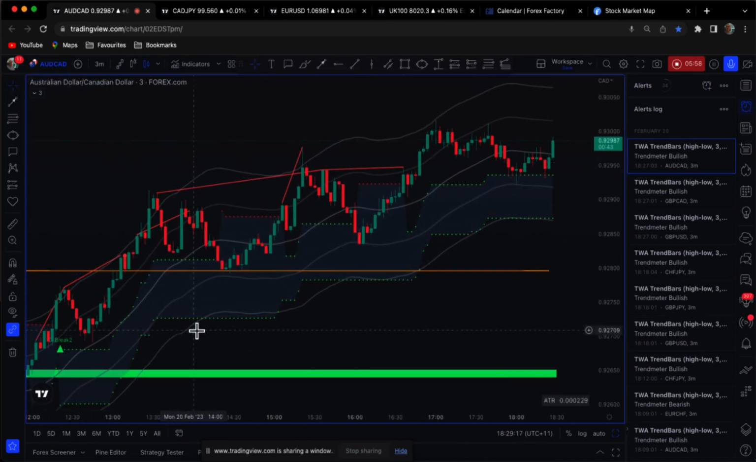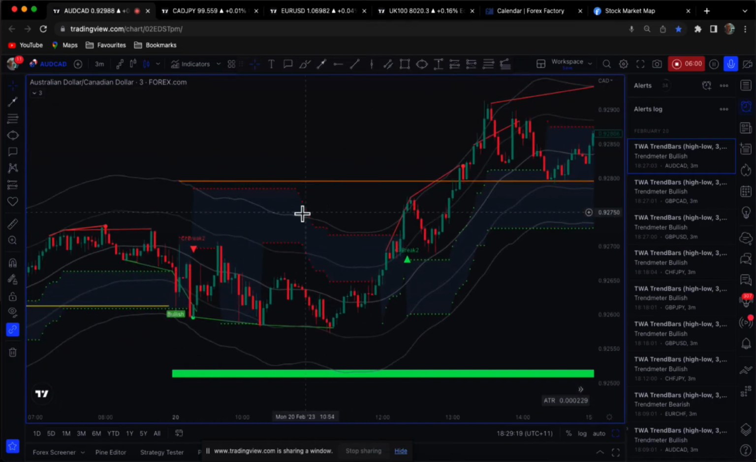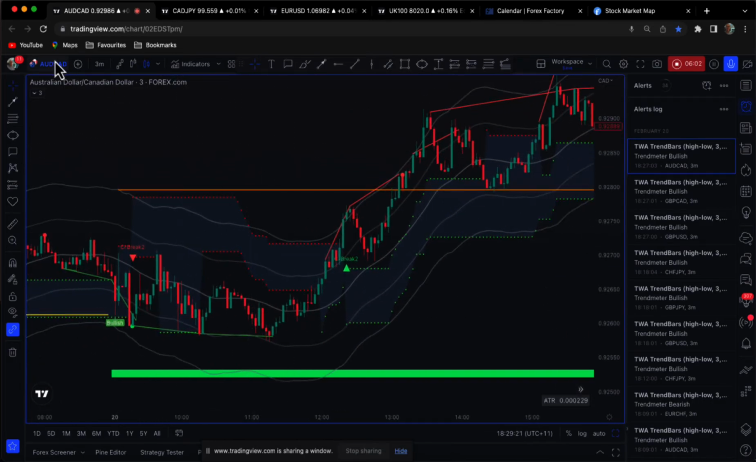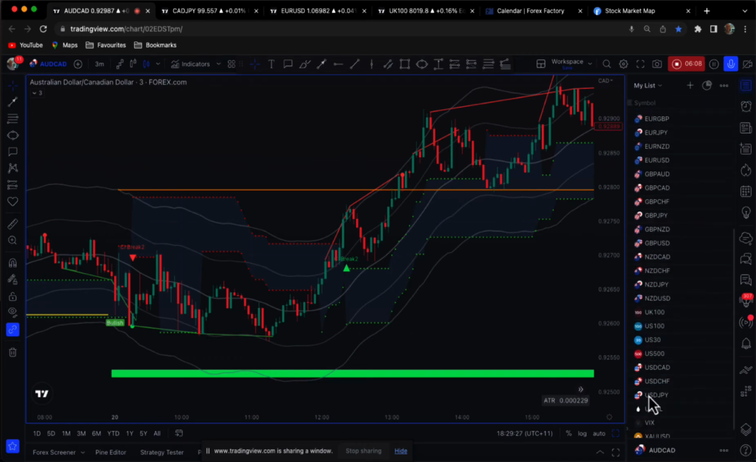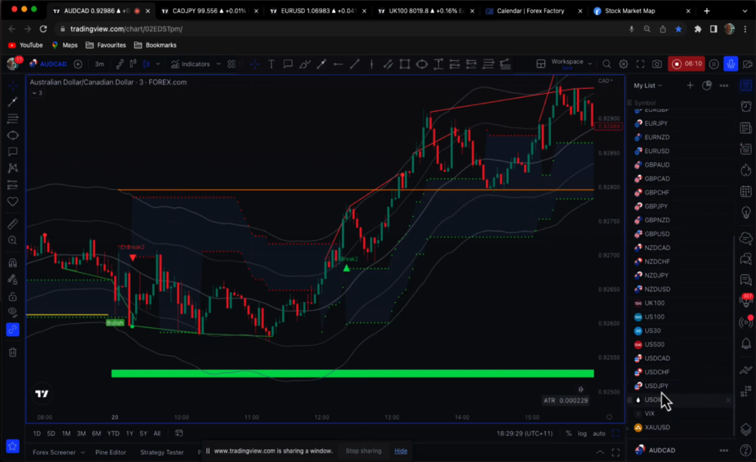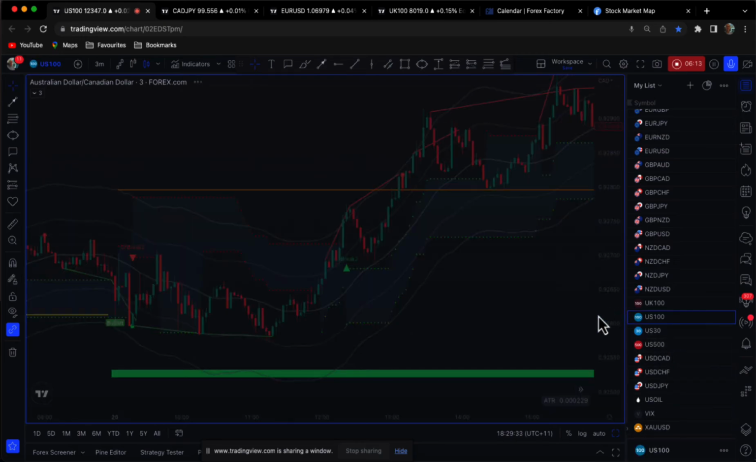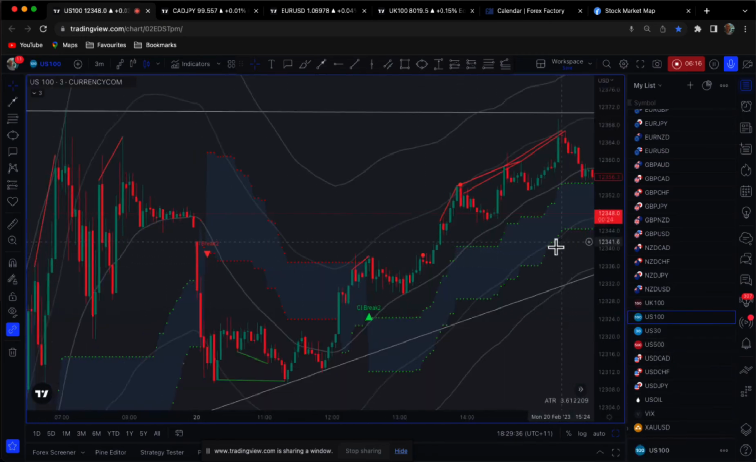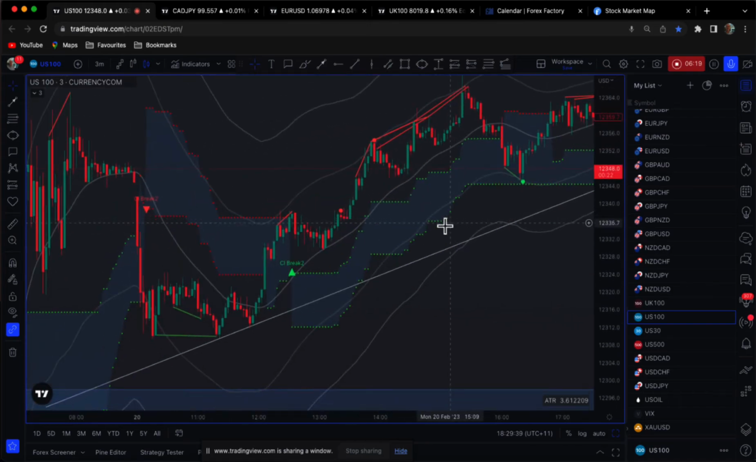Well, there's a bullish opportunity. Let's just go back to where we were. Bear with me for a minute. I wanted to show you the US 100. Let me just go out of here. And just some of the opportunities that are possible with this addition to our indicator arsenal here.